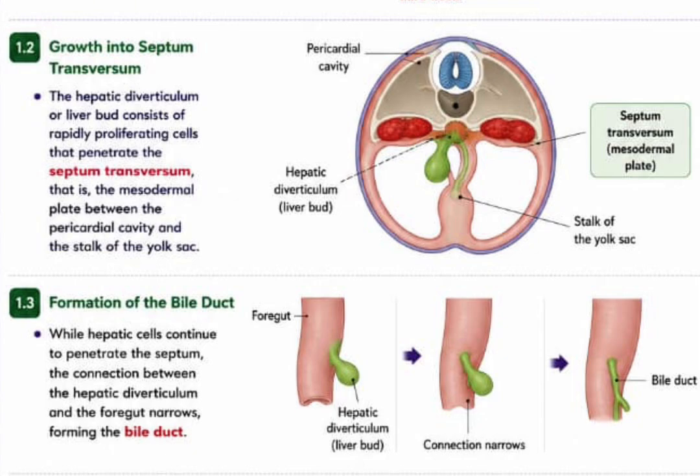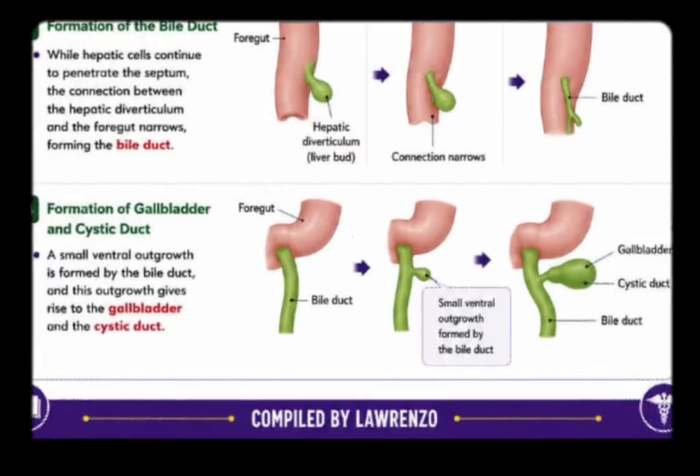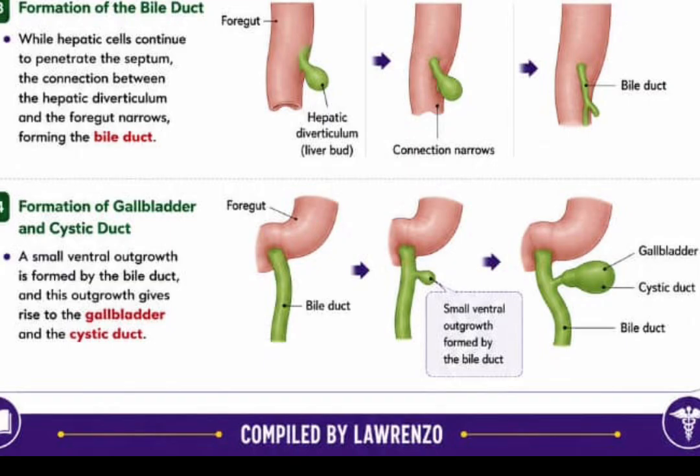Are you getting now? So how do we form the gallbladder and the cystic duct? A small ventral outgrowth is formed by the foregut. Inside that same bile duct, what happens? The bile duct forms a ventral outpocket. Basically, I told you that the liver is formed from the liver bud, or the hepatic diverticulum.